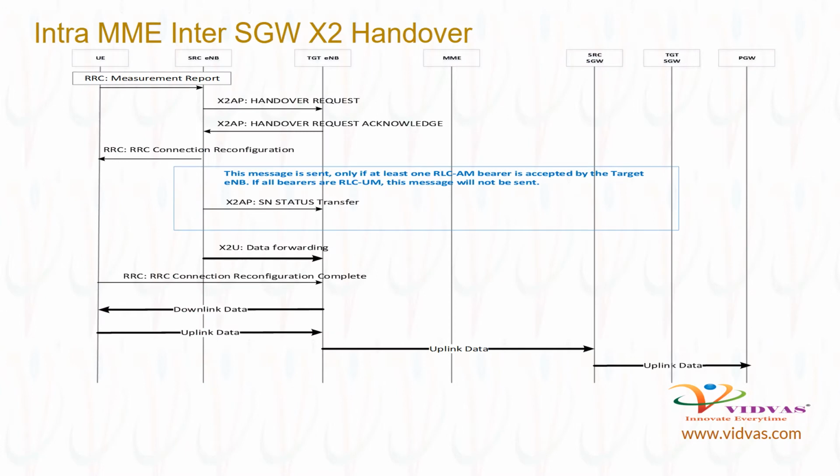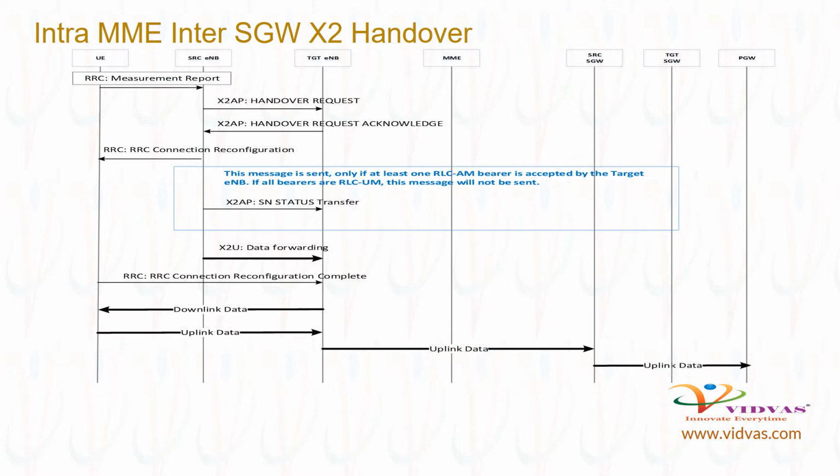Let us go over LTE Intra MME Inter SGW X2 handover call flow. Assume UE is attached in LTE network. UE sends RRC measurement report to ENB. Based on the signal strength received in the measurement report, source ENB decides to hand over the UE to target ENB. Assume X2 connection is available from source ENB to target ENB. Source ENB sends X2 AP handover request to target ENB.